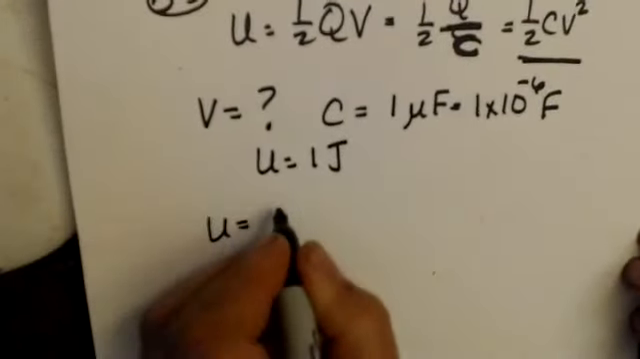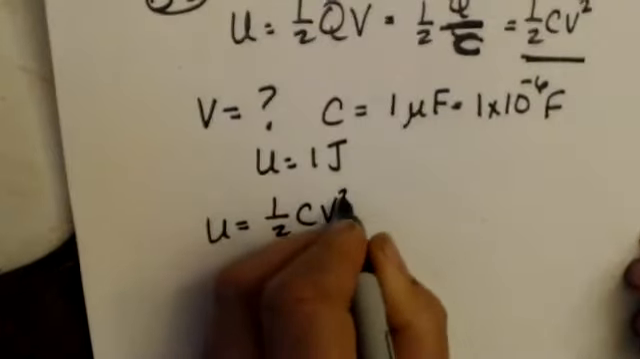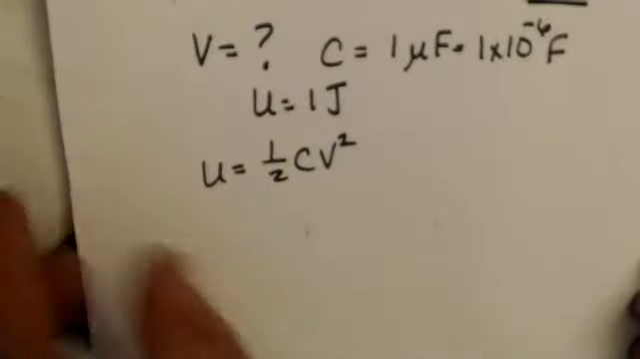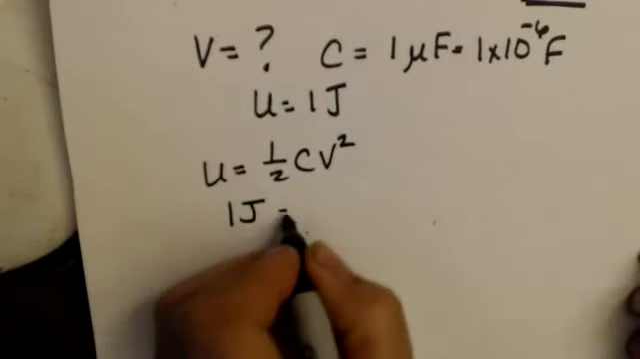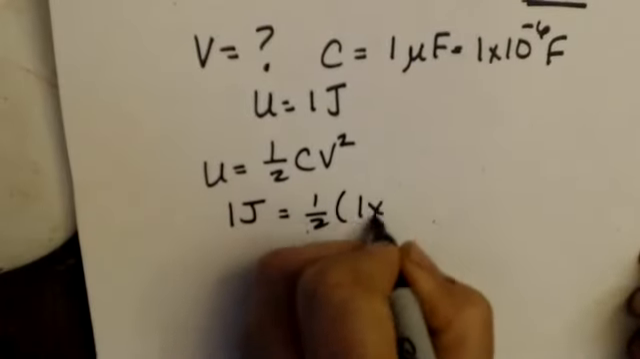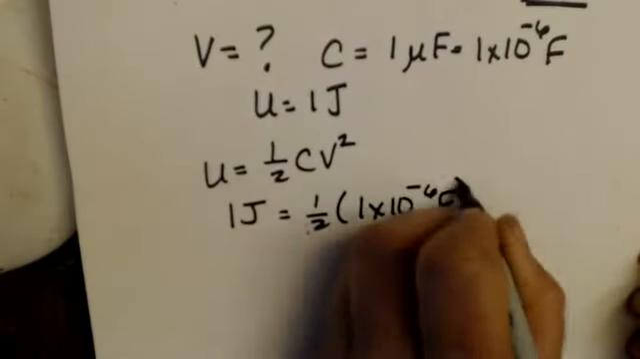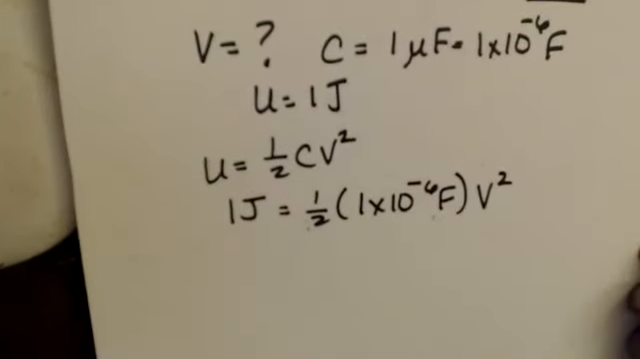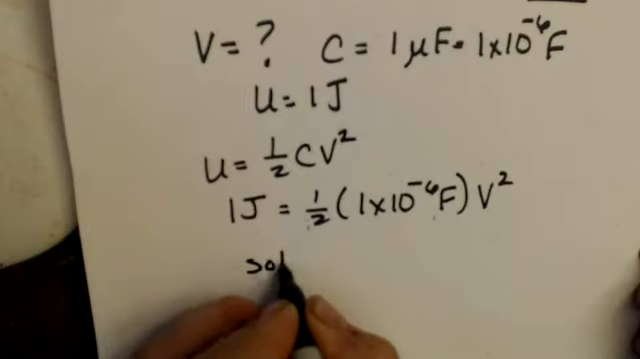So I know U is equal to 1/2 CV squared, and then I know this stuff. U is 1, C is 1 times 10 to the minus 6 farads, and I'm going to solve for V. If I pick the right formula, it's pretty doggone easy to get it worked out. So just solve for V.